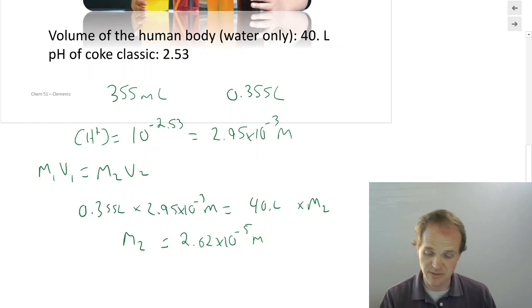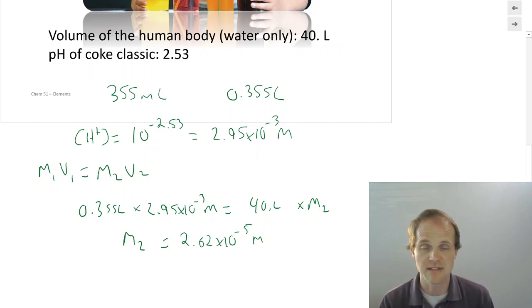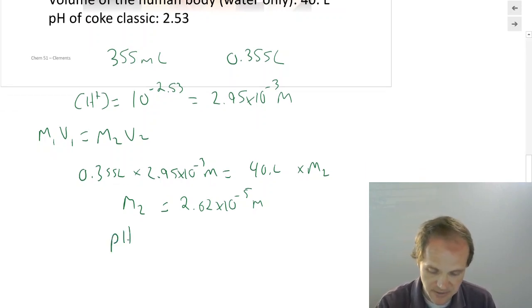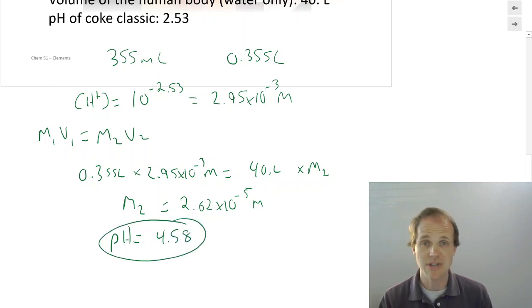So, we diluted it into 40 liters. It lowered its concentration by a factor of 2 orders of magnitude. And then if you check the pH there, that is a pH of 4.58. Right? So technically what should happen when we drink a soda is if that soda and the acid in it is distributed through our body, we should lower the pH in our body to about 4.58, assuming we started off relatively neutral.